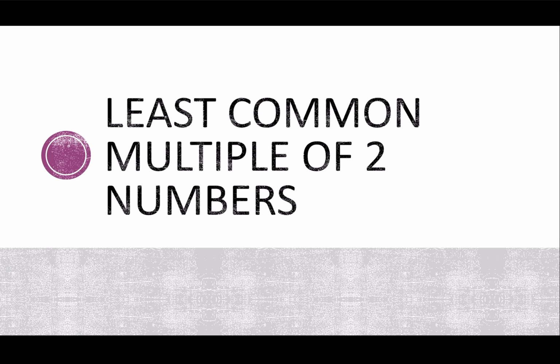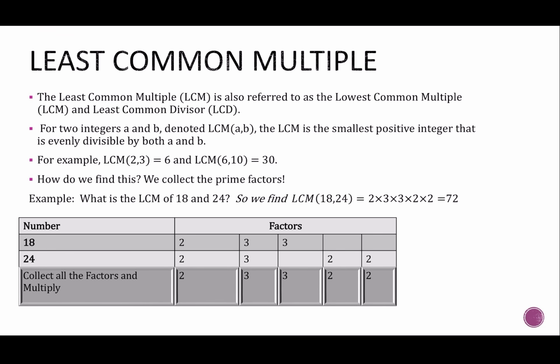This video will cover the ALEKS topic of how to find the least common multiple of two numbers. The least common multiple, or LCM, is also referred to sometimes as the lowest common multiple or the least common divisor. They all mean the same thing. For any two numbers, it's denoted LCM of A, B, where A and B are numbers. The least common multiple is the smallest positive integer that is evenly divisible by both A and B.